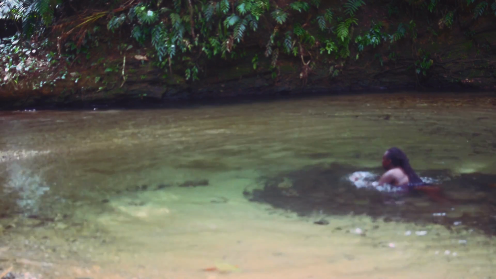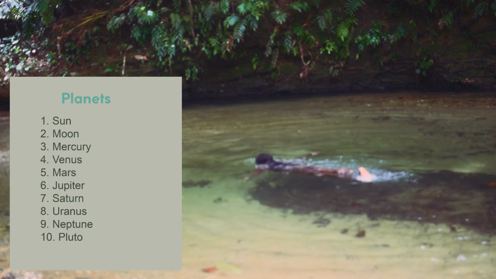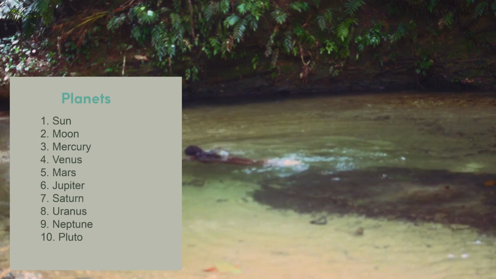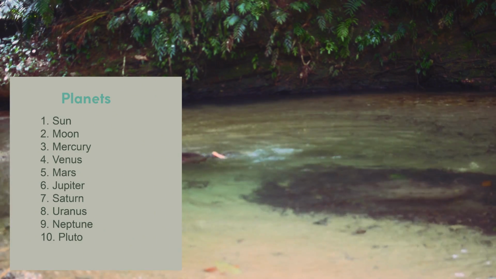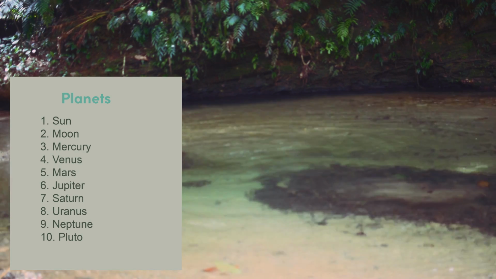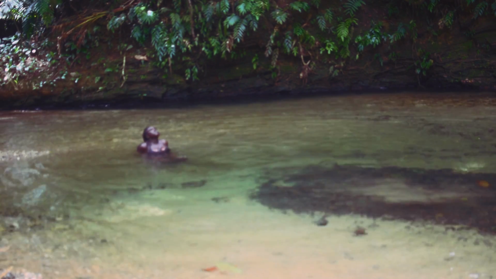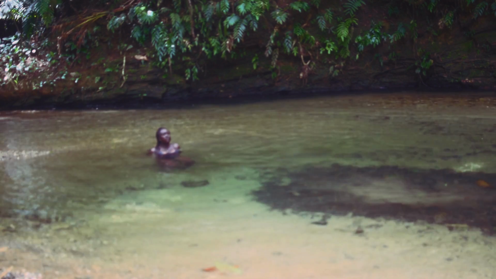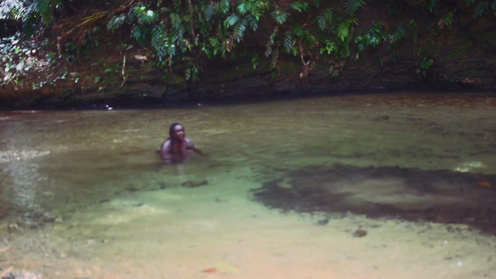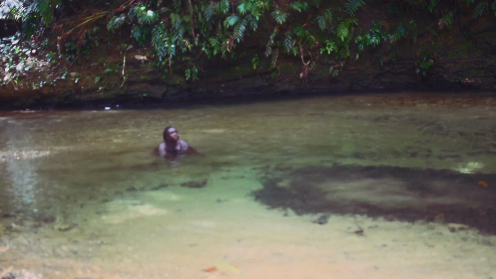The planets include the Sun, the Moon, and the other planets in our solar system. There are also asteroids and comets like Chiron, Juno, and Vesta. Maybe in my next video I'll talk about what all the other planets represent and how they are affected by each sign.